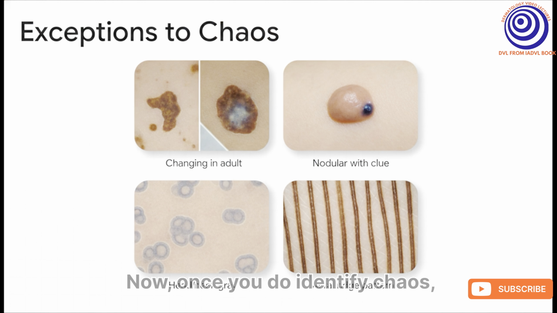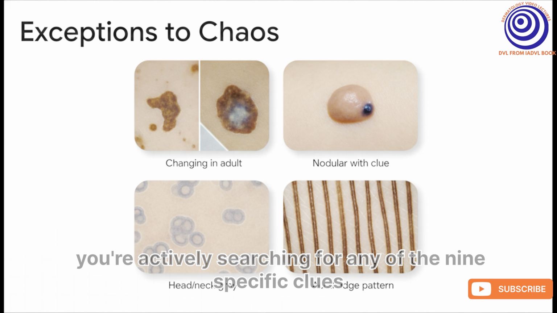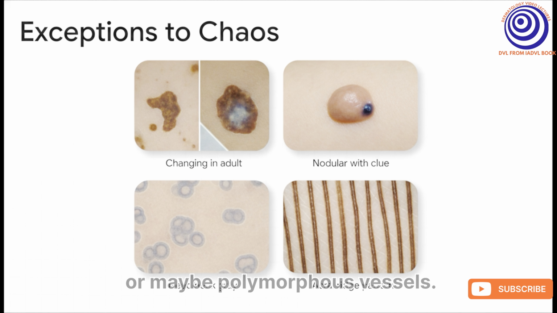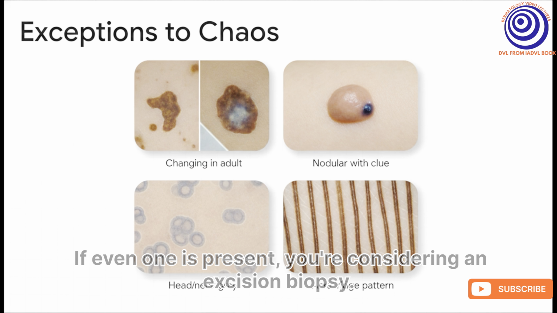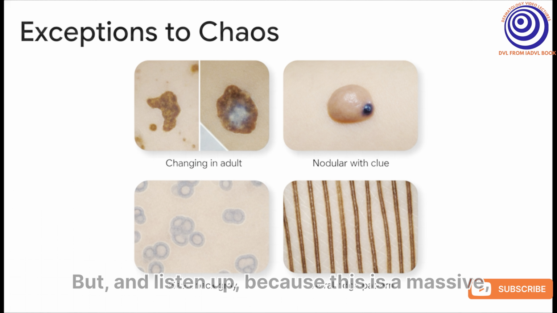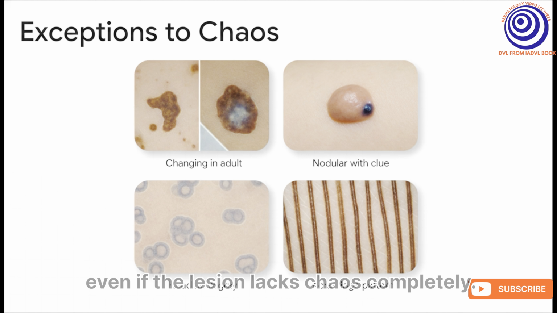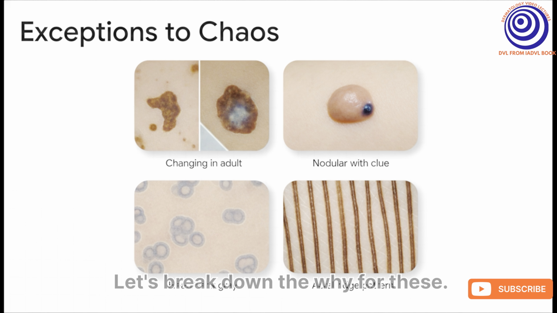Now, once you do identify chaos, you're actively searching for any of the 9 specific clues to malignancy, things like an eccentric structureless area or maybe polymorphous vessels. If even one is present, you're considering an excision biopsy. And listen up, because this is a massive high-yield point for your board exams, there are 4 critical exceptions where you must consider biopsy even if the lesion lacks chaos completely. Let's break down the why for these.